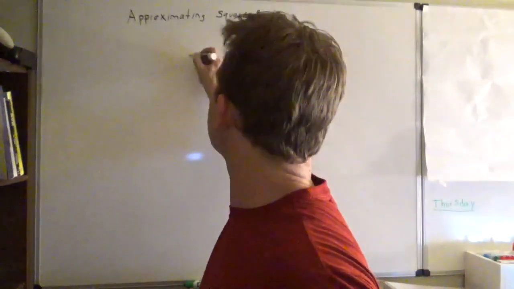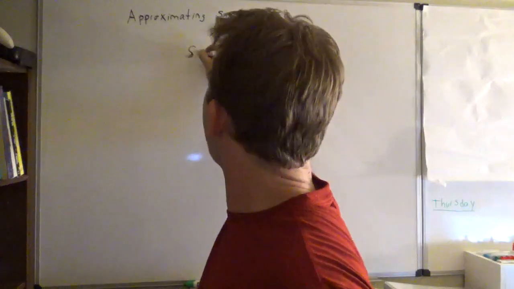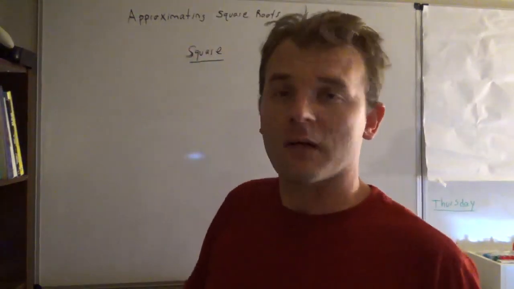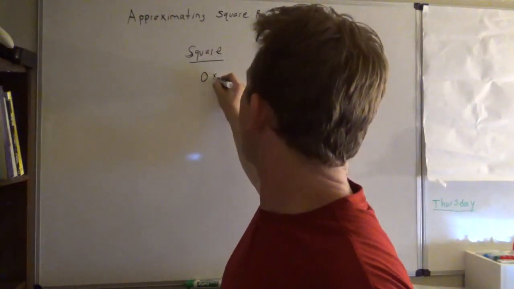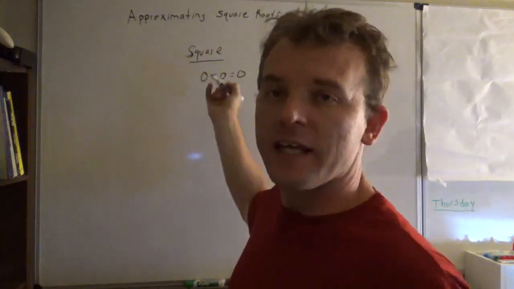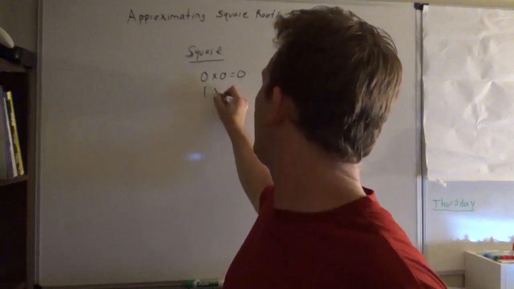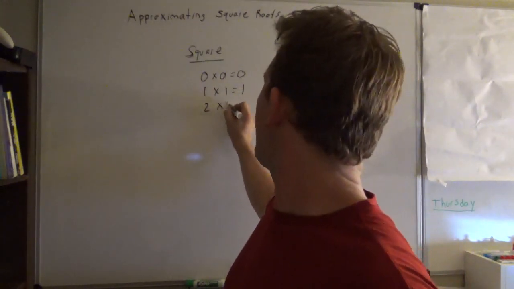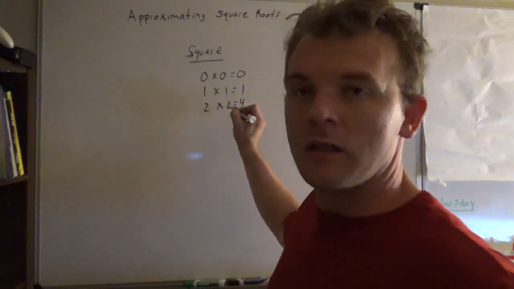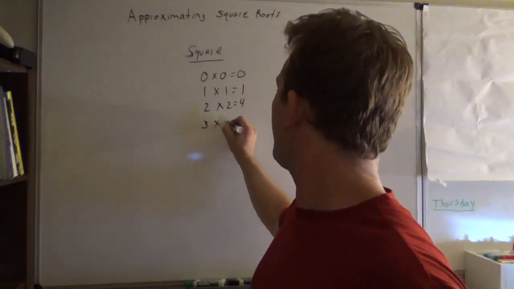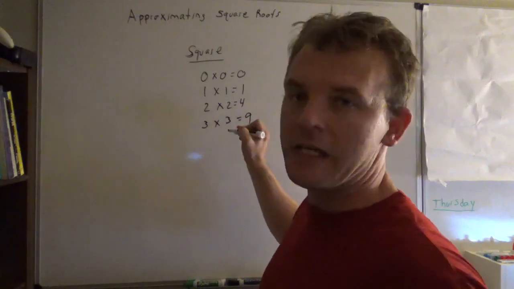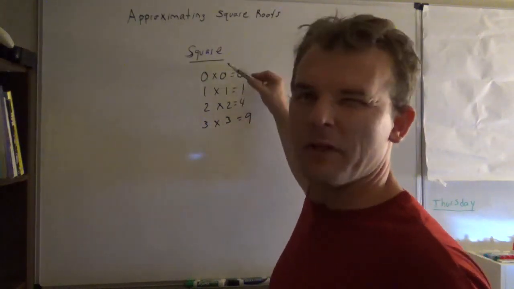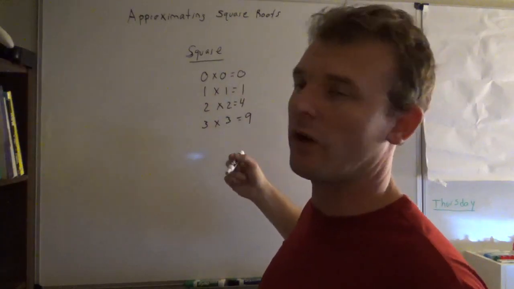So first off, let's think of a square. A square, or maybe a perfect number, is if I go 0 times 0, obviously I get 0. Well, if I go 1 times 1, I get 1. If I do 2 times 2, I get 4. If I do 3 times 3, I get 9. And you can kind of see what's really going on.